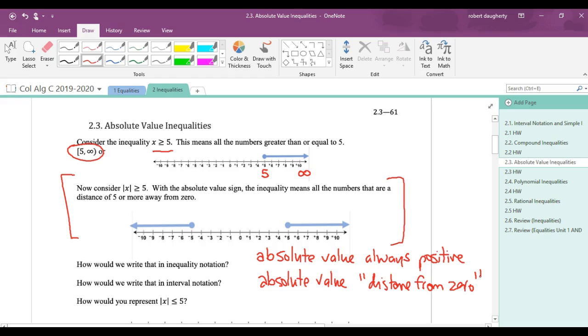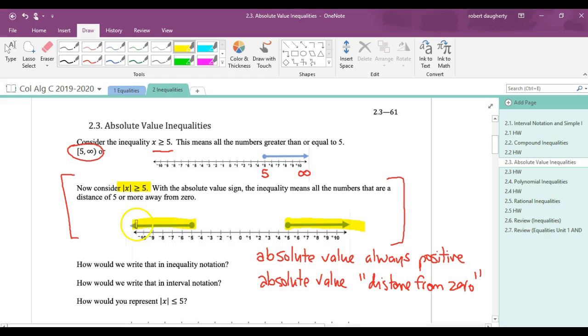So what this is saying right here, absolute value of x greater than or equal to 5. It said, what are all the numbers that are a distance of 5 or more away from 0? Okay, so if I go to the right, this is 5 units from 0, and then these are all more than 5 away from 0, right? Over here. So this is 5 units away from 0. These are more than 5 units away from 0. How far is this from 0? 5. And these are more than 5, right?